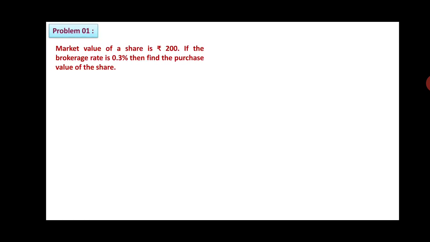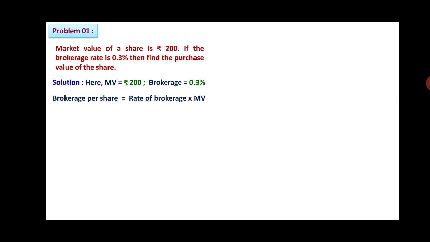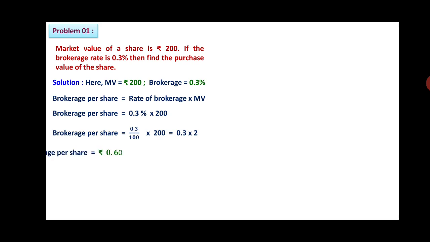Number 1: the market value of a share is rupees 200. If the brokerage rate is 0.3%, find the purchase value of the share. Here market value is rupees 200 and brokerage is 0.3%. So brokerage per share is equal to rate of brokerage into market value, which is 0.3 upon 100 into 200, that is 0.3 into 2. So brokerage per share is rupees 0.60 or 60 paise.